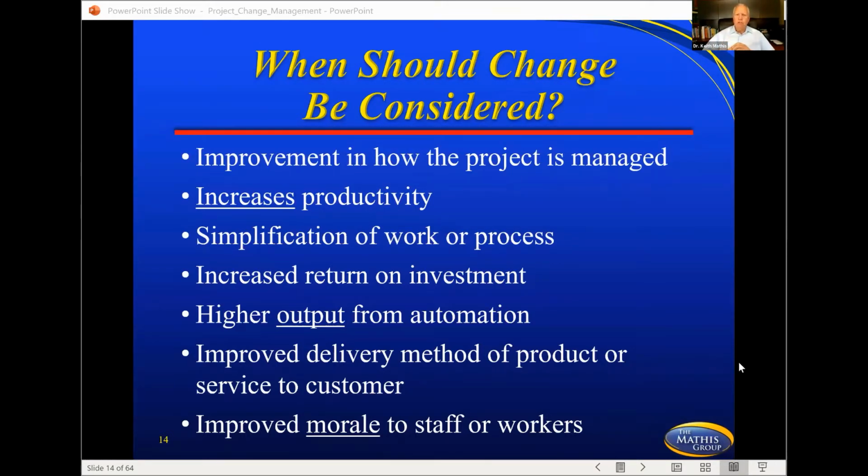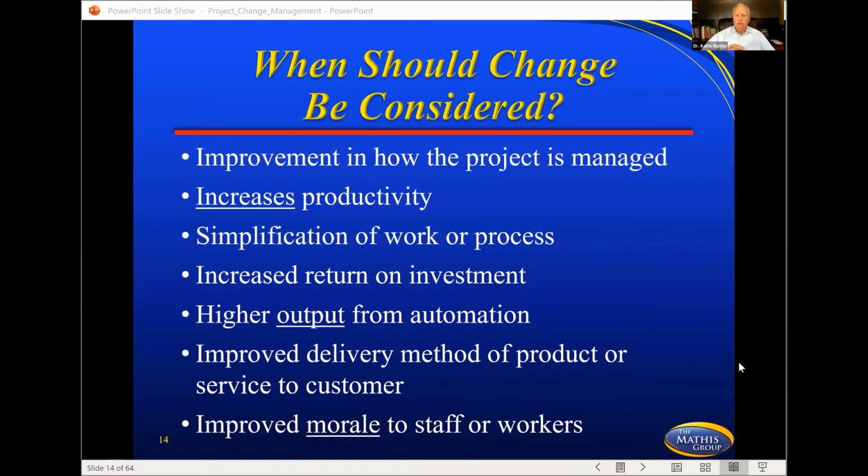So when should we consider change, and is there an improvement in how the project is managed? Can there be an increase in productivity, simplification of work or process, increased return on investment? If we can make an adjustment and get more return on investment, of course organizations are wanting to do that. A higher output from automation. Can we automate part of this and then we don't need 4 workers doing this any longer?